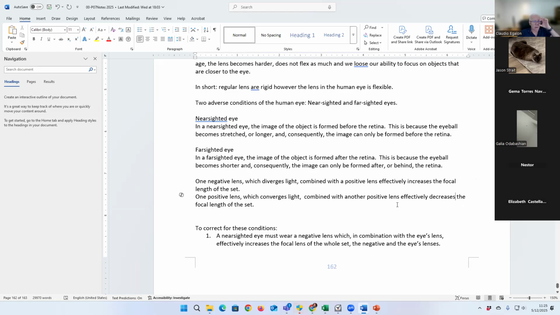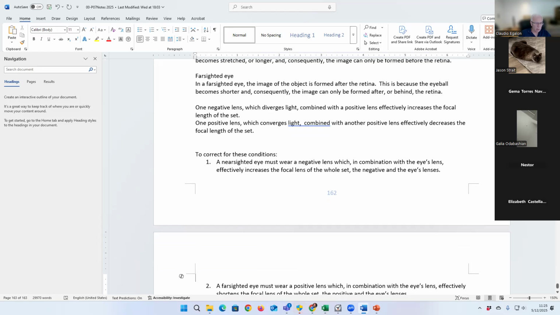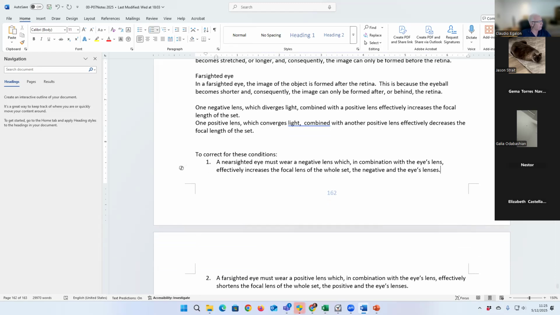If the lens that's in front of your eye is converging the light, it means that when it acts together with the lens of your eye, the focal length of the set is going to shorten. For a negative, it's going to increase. But if the lens is positive, it's going to decrease, okay? Negative lens increases focal length. Okay. We can live this way. Okay.